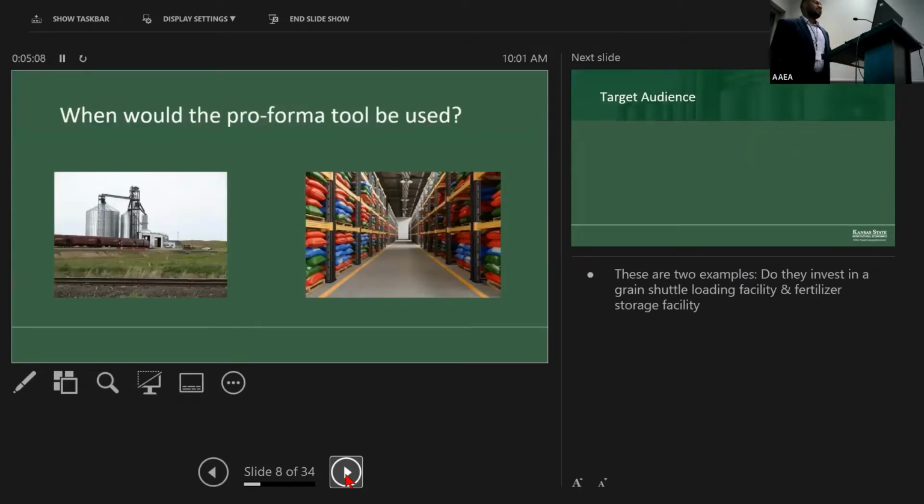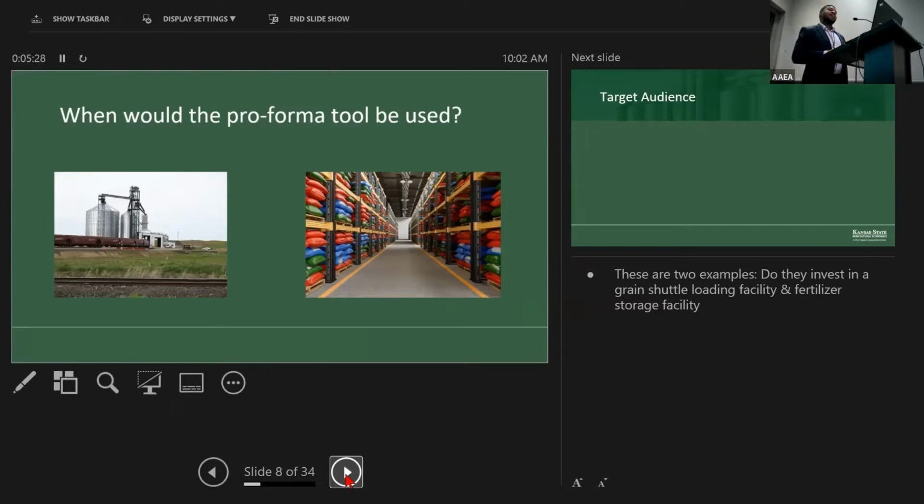So if you've got a pro forma tool, when would you use it and how would you use it? Imagine for a second, you have to make a big investment decision. Should you invest in a new grain shuttle loading facility or should you invest in a new fertilizer warehouse? When you enter this information in terms of the cost of the operation we're trying to invest in, when you put it in the tool, it's going to show you how it's going to impact the entire business.